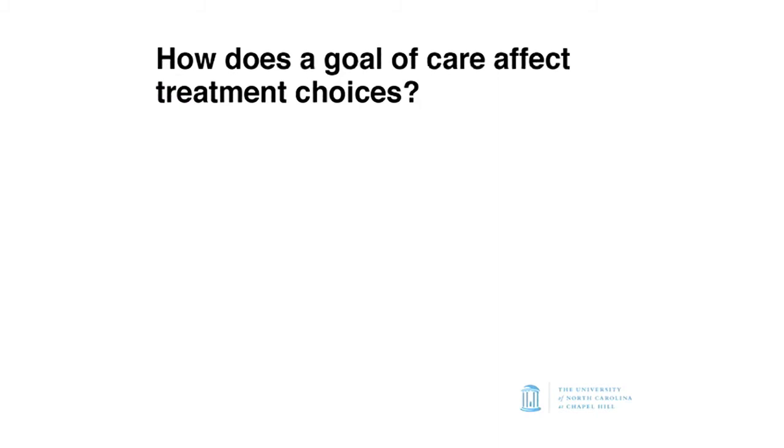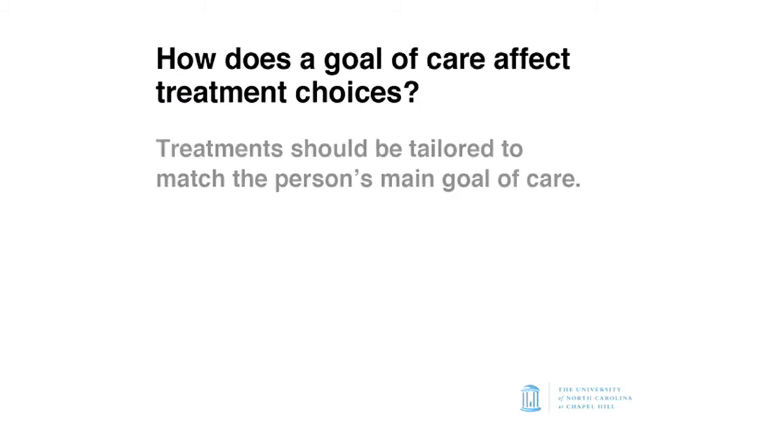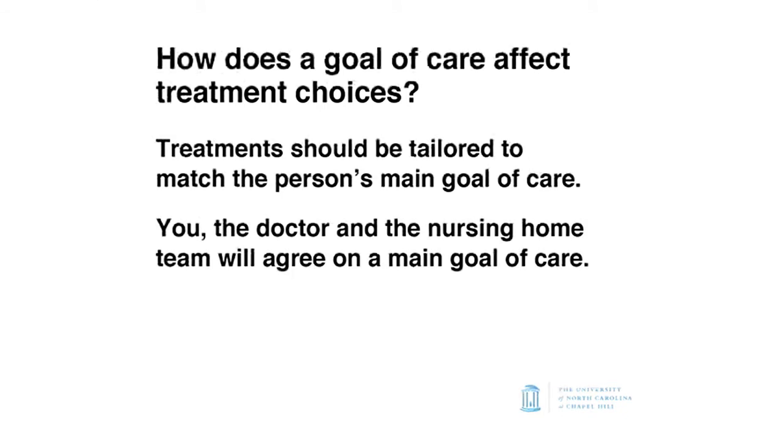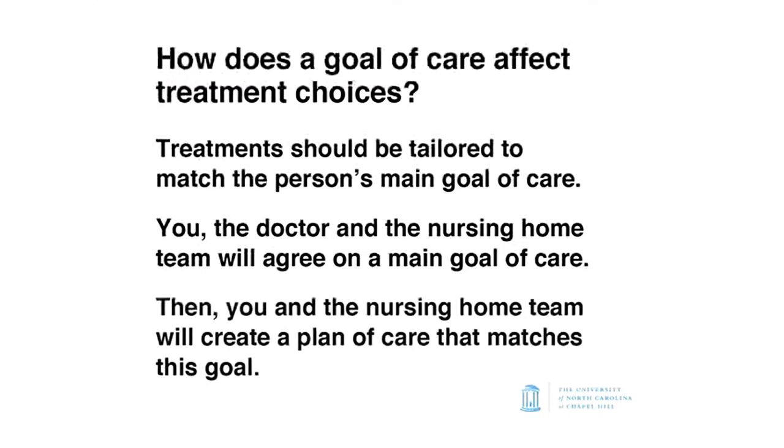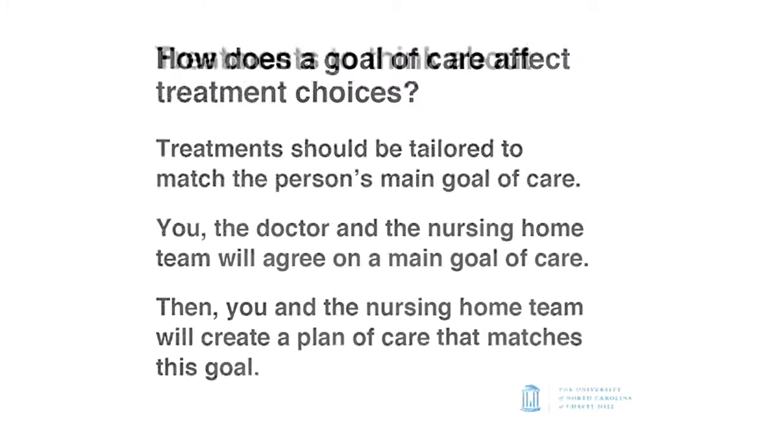How does a goal of care affect treatment choices? Treatment should be tailored to match the person's main goal of care. You, the doctor, and the nursing home team will agree on a main goal of care. Then you and the nursing home team will create a plan of care and treatment choices that match this goal.